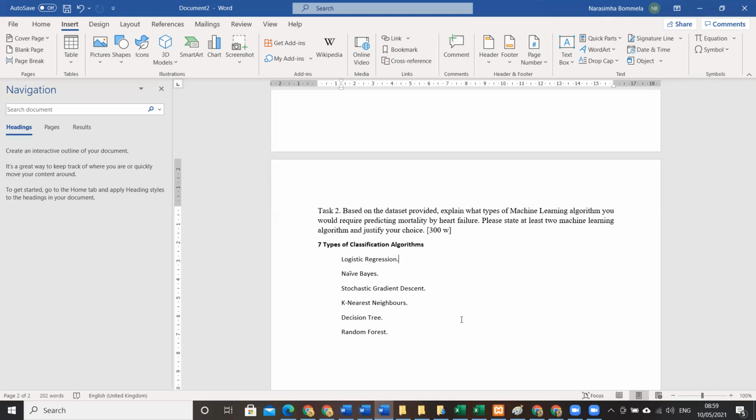So start by introducing the concept, speaking about the data set and what type of algorithm is appropriate. Then explain the first selected algorithm and its benefits. Next, the second selected algorithm and its benefits. So that's it. That is the task. Try to finish it as quickly as possible.